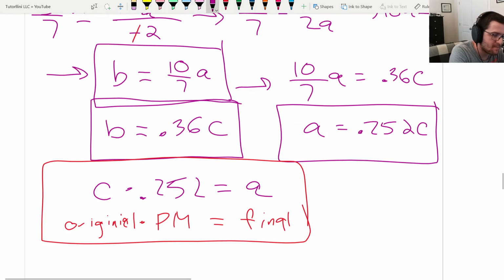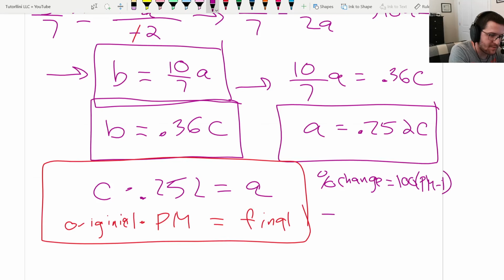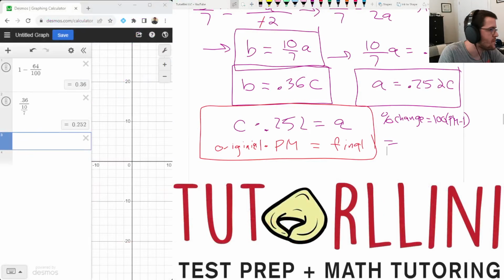And remember what I said, guys. A really quick way to change a percent multiplier into a percent change is to just subtract 1 and then multiply by 100. So let's do that. So we're going to do 0.252 minus 1. And we get negative 74.8%. So let's go back over here.